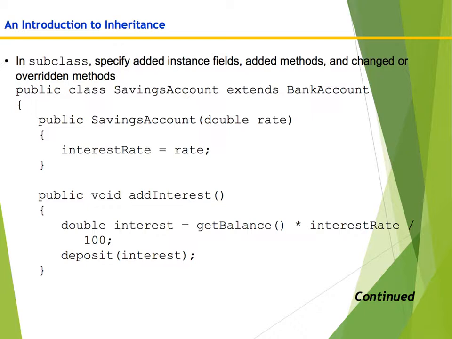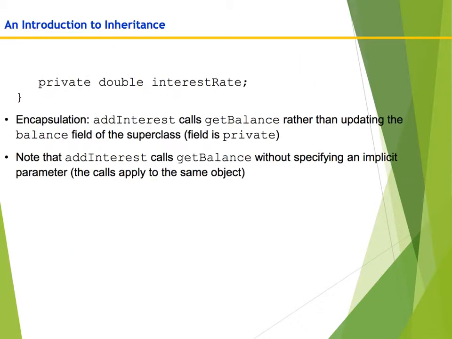And then we have another method called addInterest. This method simply calculates interest first by multiplying the interest rate by getBalance and dividing by 100, and finally it deposits that interest amount. Obviously deposit is a method that is defined in the superclass, which is the BankAccount. It is not defined in the SavingsAccount, but still we can call this method. And lastly, we have another instance field in the SavingsAccount class, which is called interestRate. Obviously, interestRate is not inherited from the superclass because not all bank accounts have an interest rate.